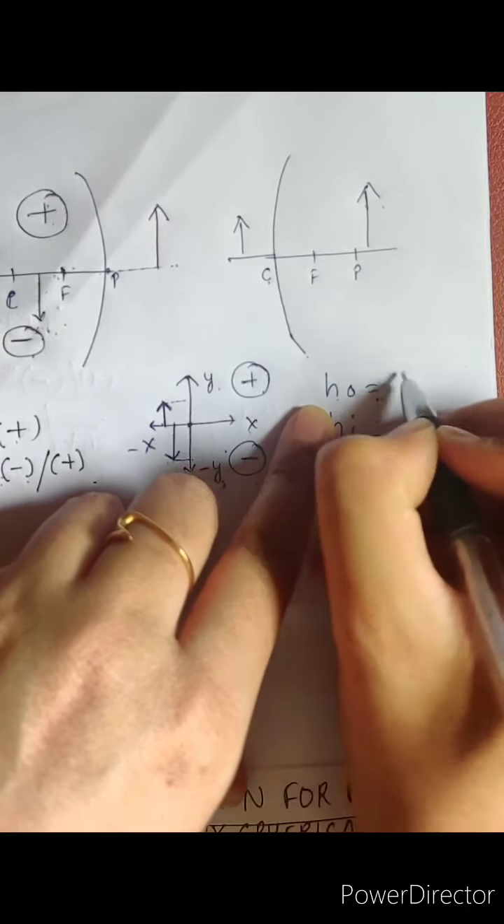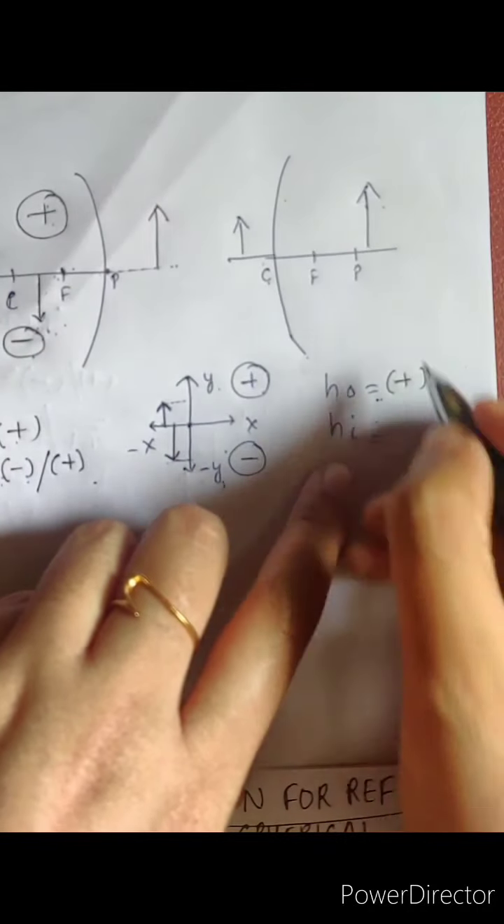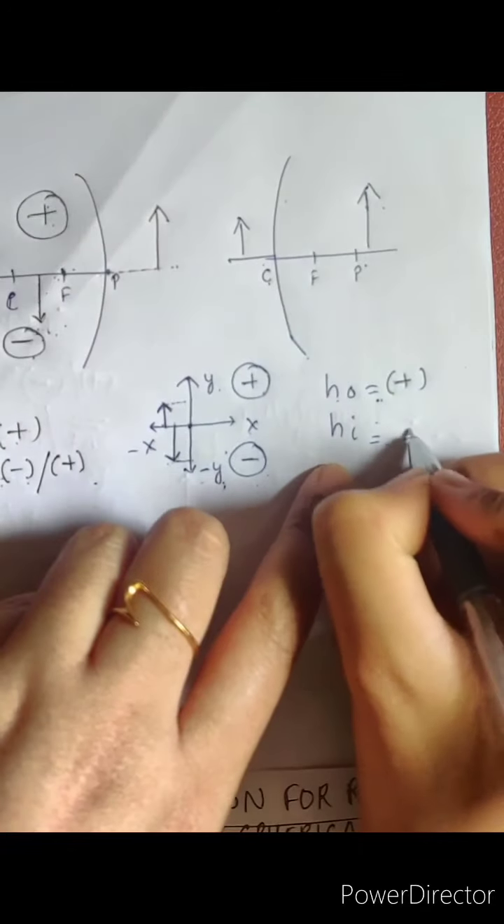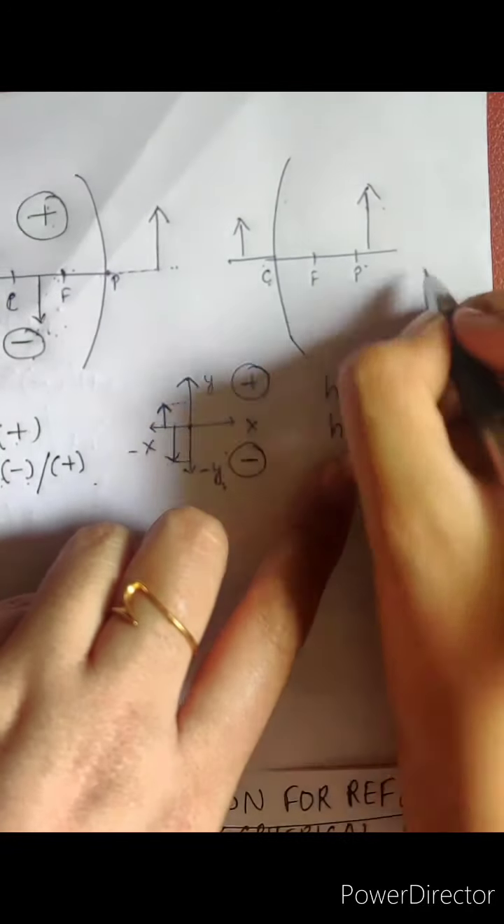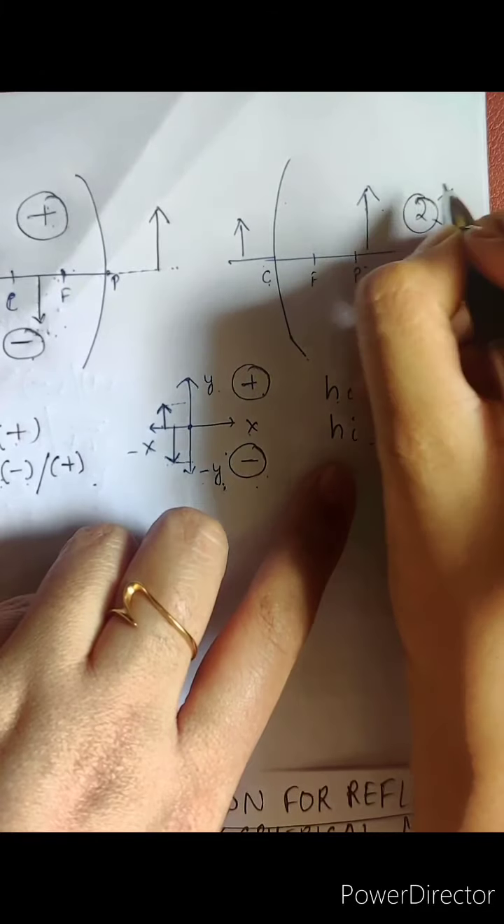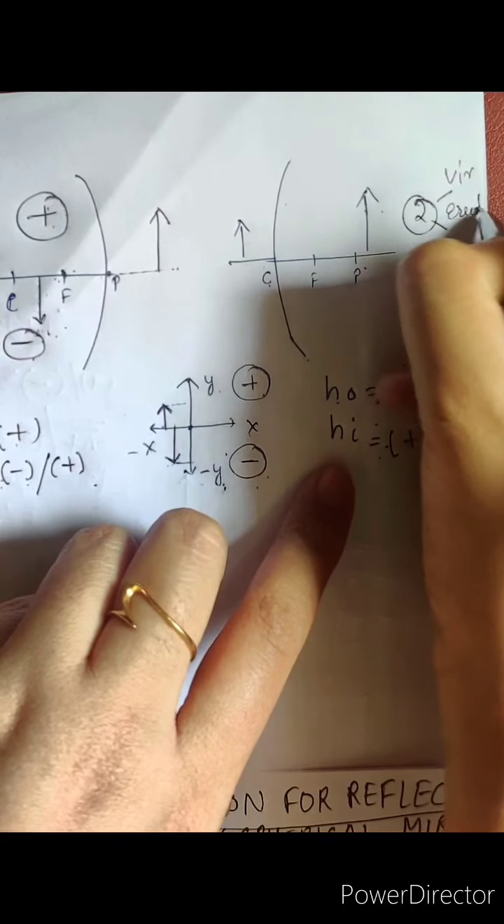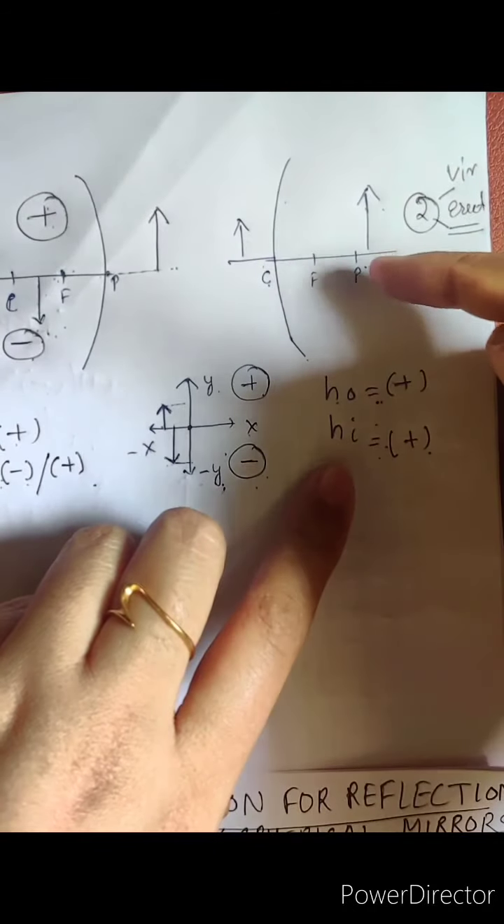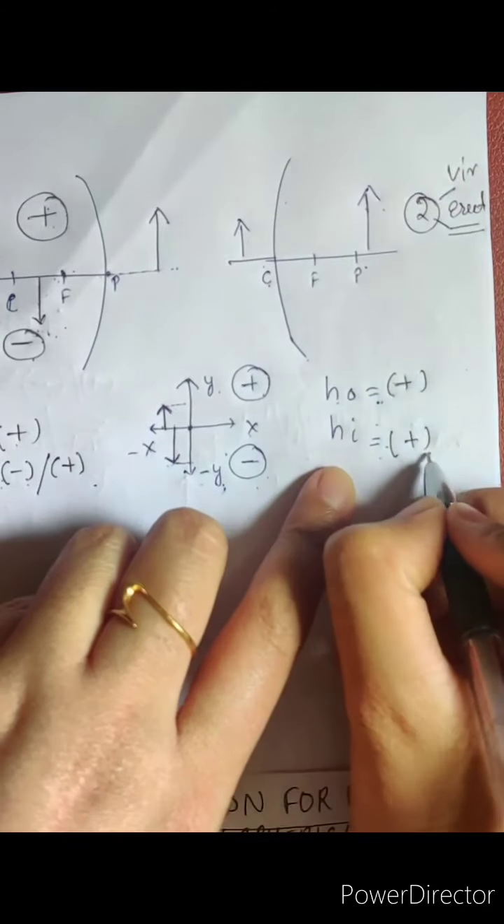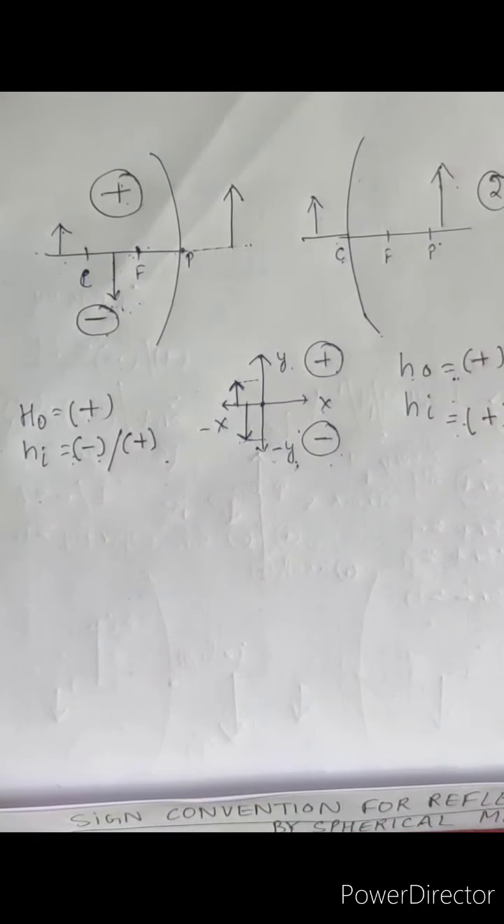Now let's see the case of convex mirror. In the case of convex mirror, height of object again will be positive as it is present above the principal axis, and height of image will always be positive. We have seen two cases, and in both the cases the image obtained was virtual and erect. Erect means it is obtained above the principal axis, so it will always be positive. So all these are the sign conventions that you are supposed to follow while solving the numerical questions.